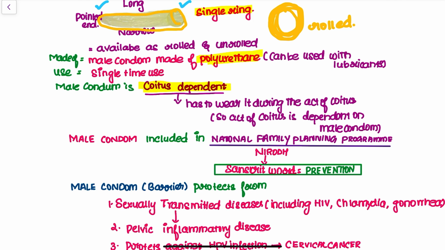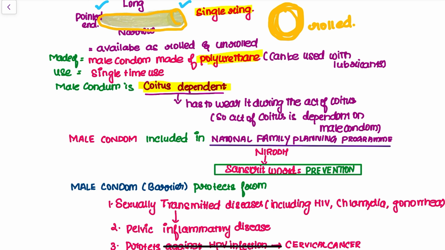And the most important point is the male condom is coitus dependent. What do you mean by coitus dependent? Which means that if the male partner is going to have coitus with his female partner, then he has to wear it during the act of coitus. So it is very important for him to wear it during the act of coitus. Without wearing it, if he is going to have coitus, then it is going to result in conception, right?